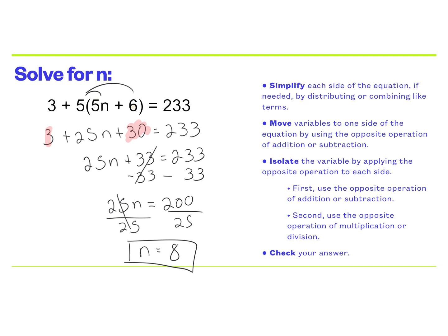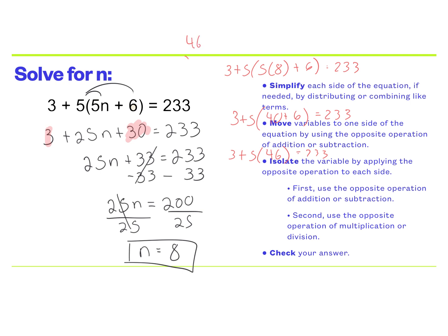So it would be 3 plus 5 times the quantity 8 times 5 plus 6 equals 33. Now, remember, pandas, you start with the stuff in the parentheses. So it would be 8 times 5. So that would be 3 plus 5 times the quantity 40 plus 6 equals 33. That becomes 3 plus 5 times 46 equals 33.